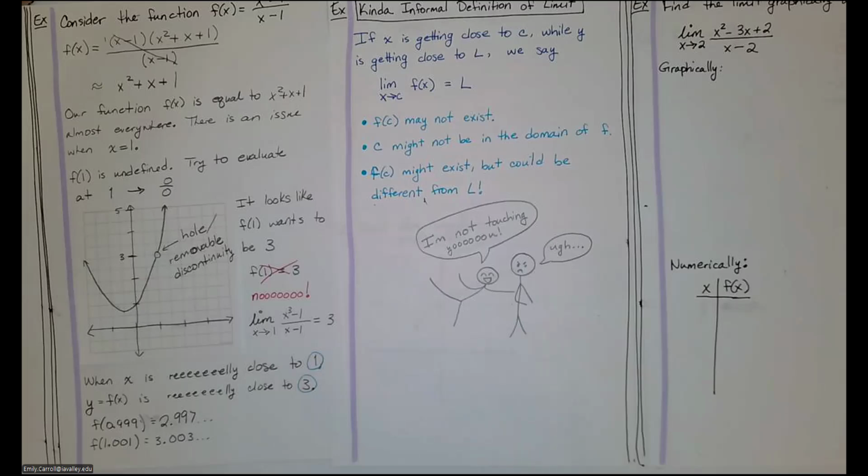And then f of c might exist, but could even be different from L. Evaluating the function could be different from what the limit is actually going to get you to.